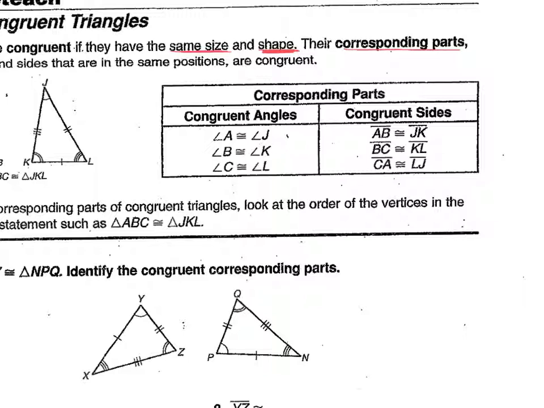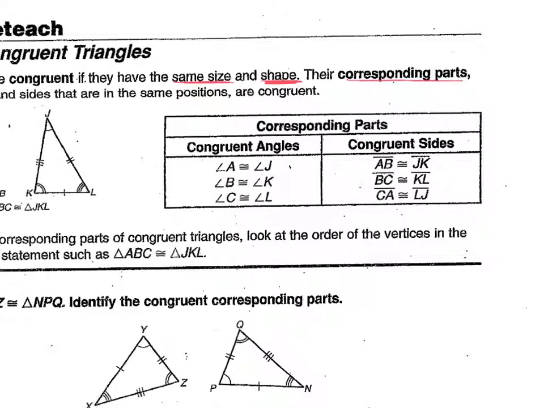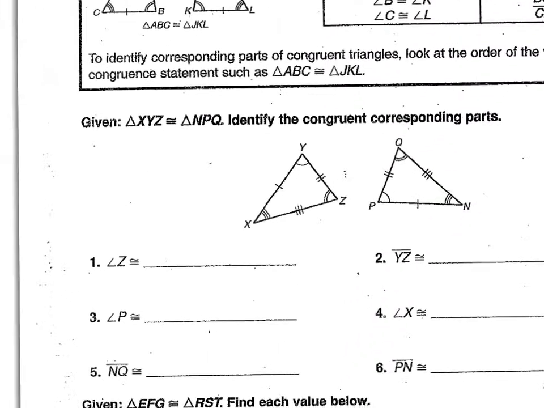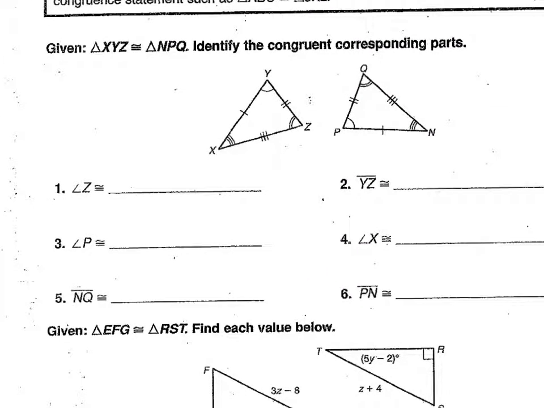So when I ask you to list the corresponding parts, yes, we have to list all the angles and all the sides. So let's go ahead and follow the given statement. See, the statement that is given, it's more than enough to name the corresponding sides and the corresponding angles. I don't have to have a picture. I'm glad that they're giving me a picture at the beginning, but I don't have to have a picture.